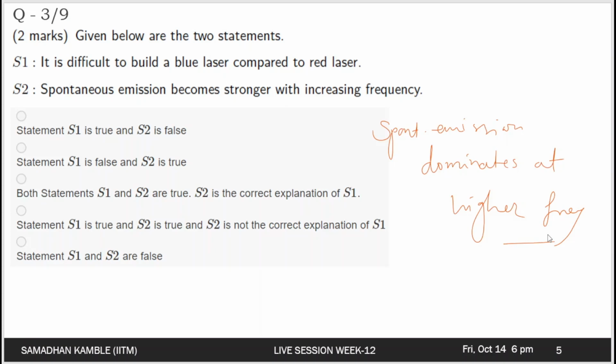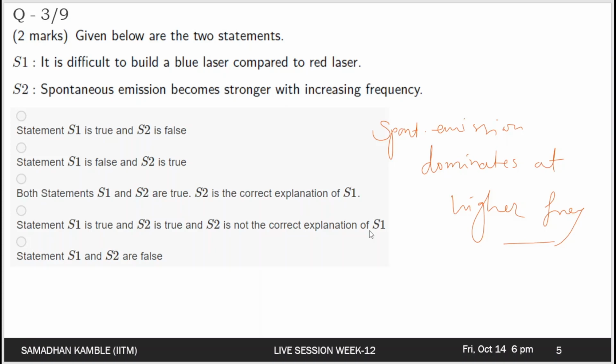So this A21 spontaneous emission is strong at higher frequencies, and because of this it is difficult to build lasers, as we want stimulated emission to be the dominant one. We want the emission to be coherent, we want the stimulated emission, and we want the emitted photon to have the same frequency and phase. So the stimulated emission is essential for the laser, and that becomes less compared to the spontaneous emission at higher frequencies.